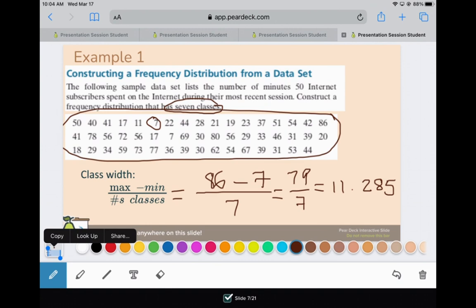Can someone tell me, because when we do the class width, I don't want to deal with decimals. To make my life easier, I'm going to round this to a whole number. I don't like decimals. I could, but it's going to be a lot of work for me when I construct that. So how should I round this one? If I divide, I get 11.285. What should I round this to?